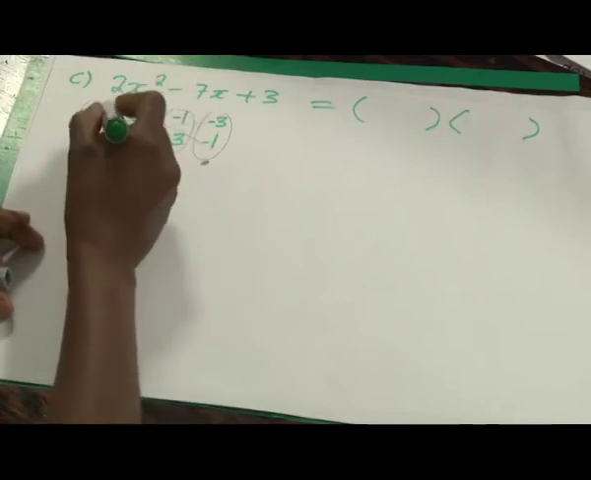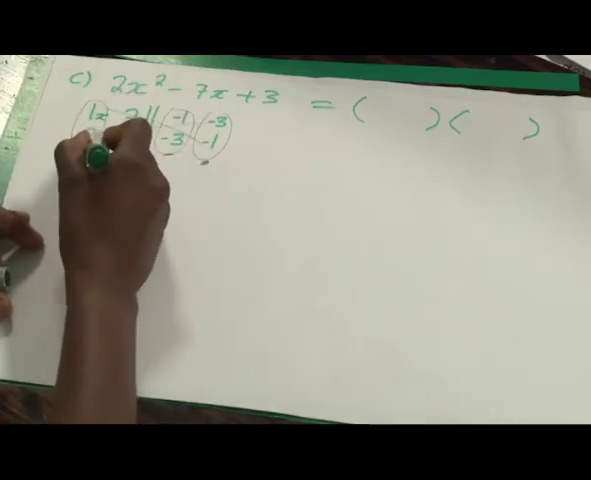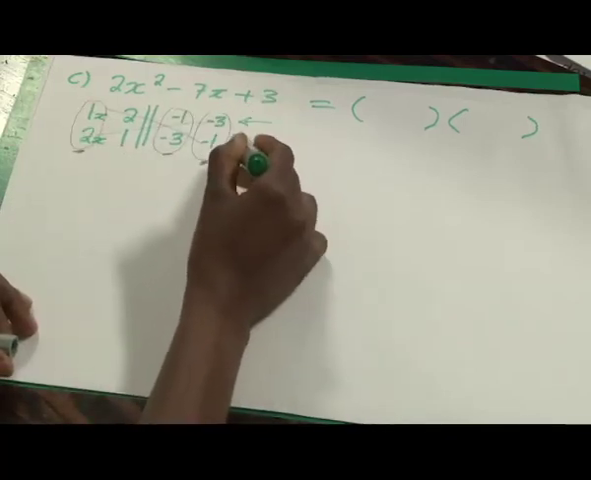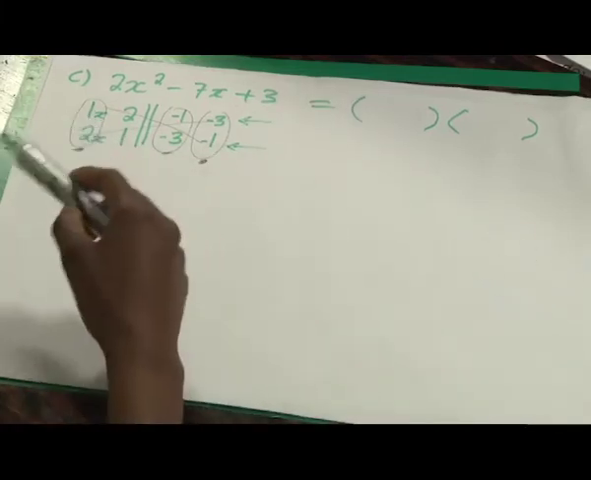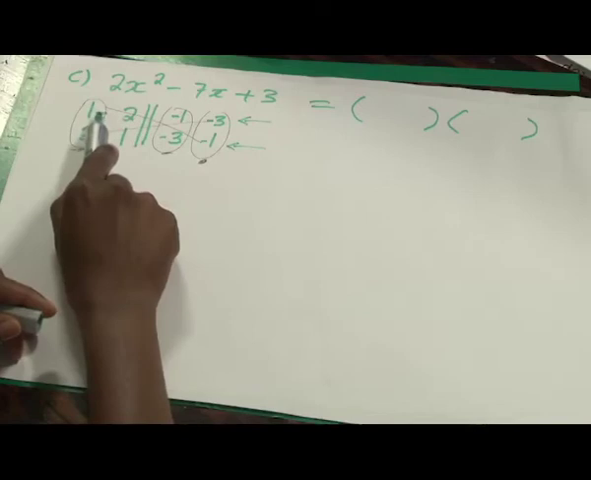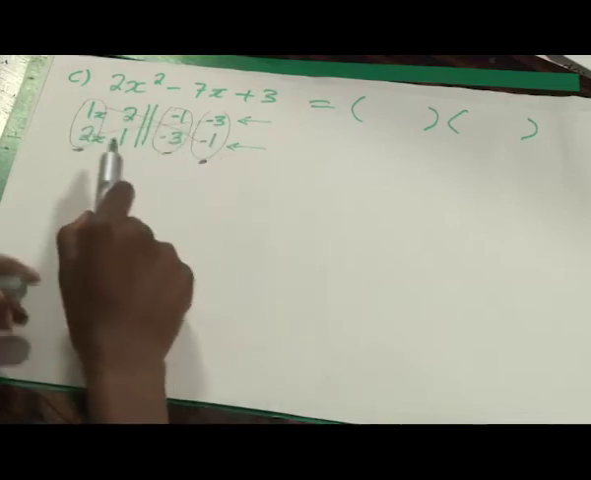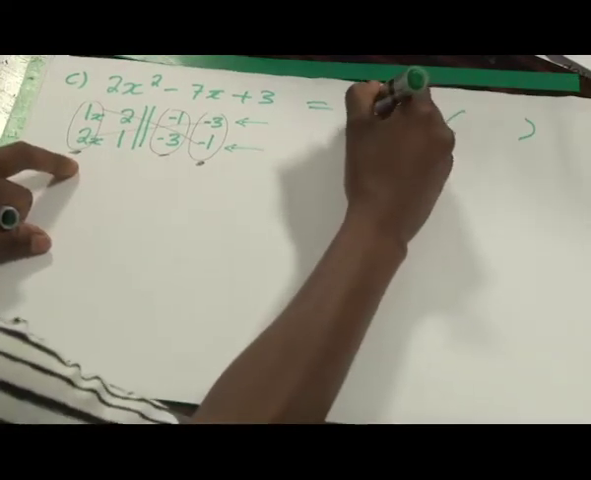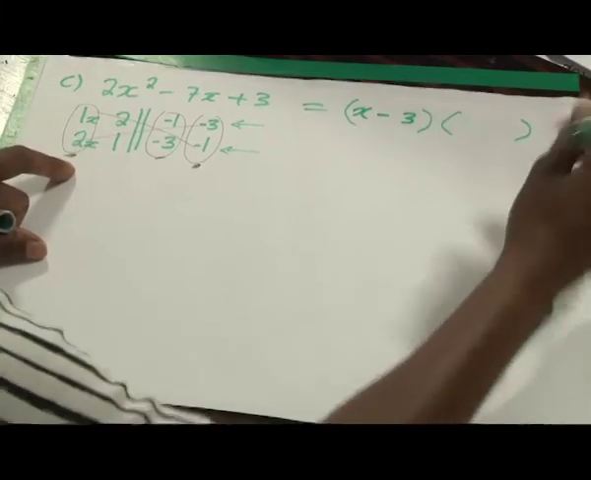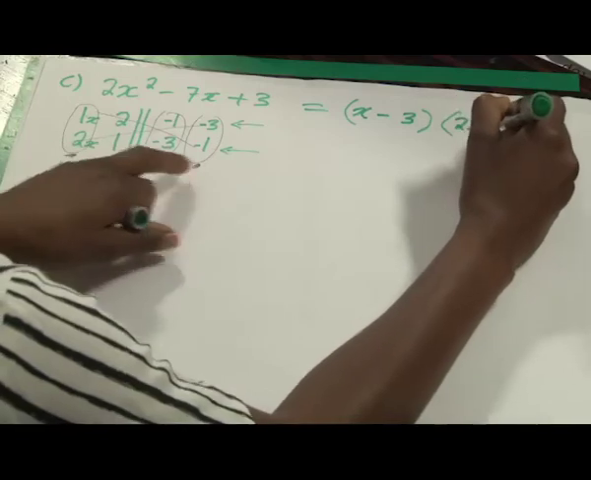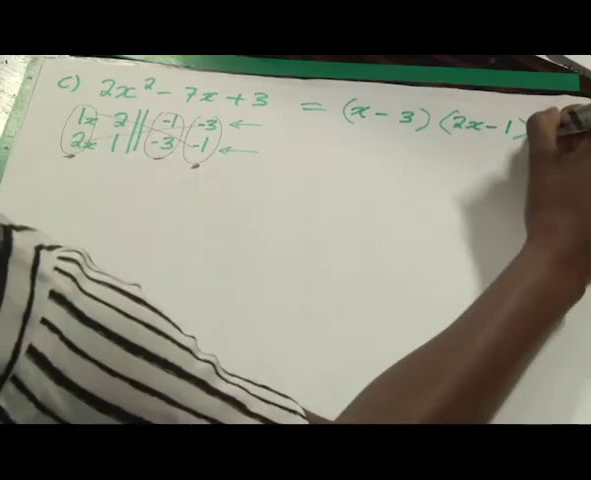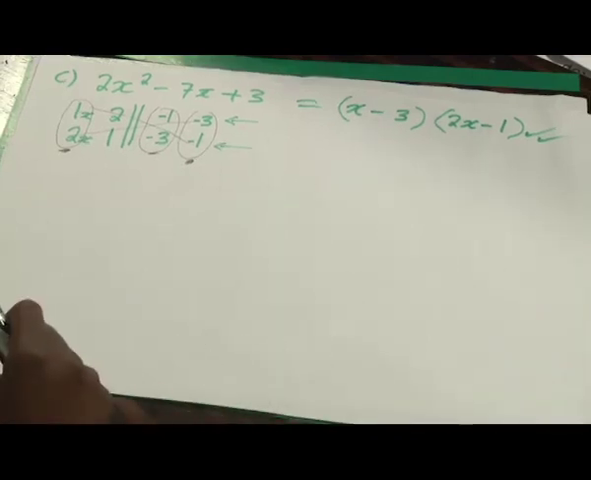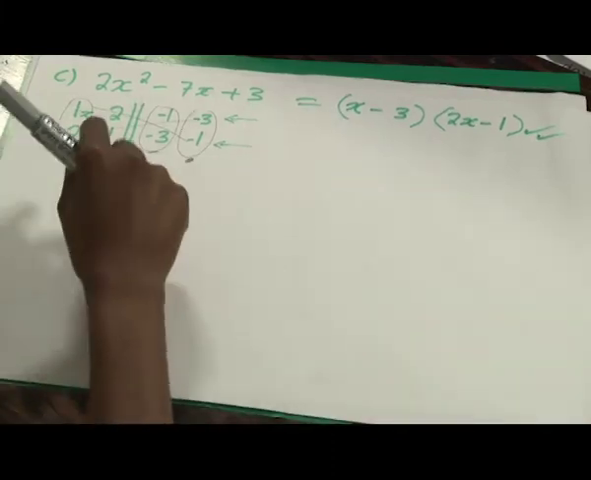So what we will do, we'll just add an x here and an x here, and then we'll have this as our first bracket and this is our second bracket. We can all see that our first bracket is 1x minus 3, and the second bracket is 2x minus 1. So we write it out here: x minus 3, you don't need to write 1x, and 2x minus 1. So we have done factorizing this quadratic trinomial.